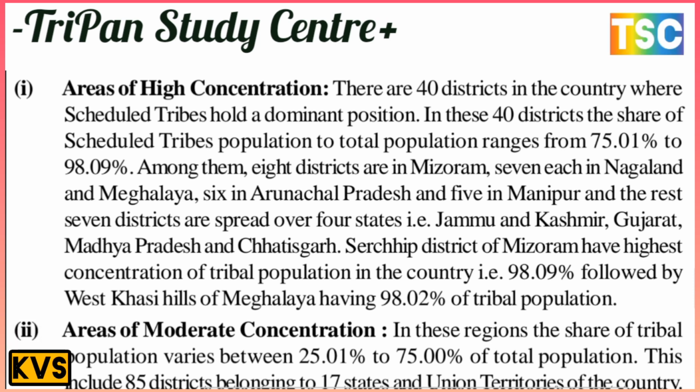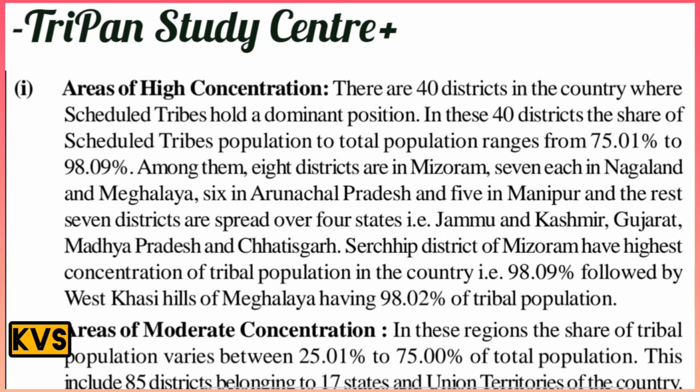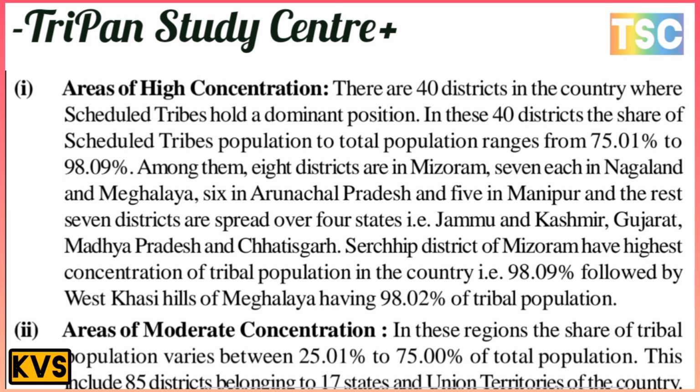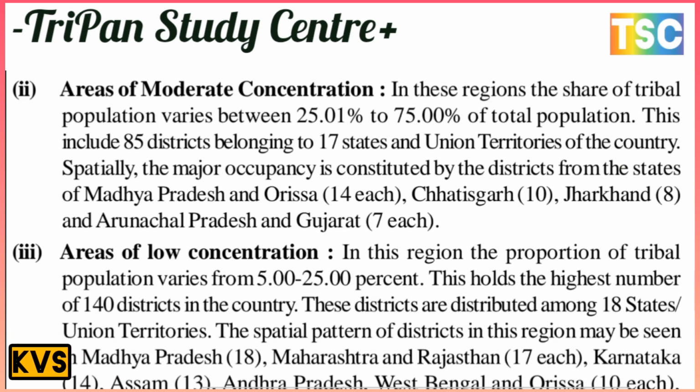And a district of Mizoram has the highest concentration of tribal population in the country. This is a notable point here. Mizoram has the highest concentration of tribal population in the country, at 98.09%. The maximum live in this area. Following it is the Khasi Hills of Meghalaya, having 98.02% tribal population. This is a most important and notable point also. The next here, area of moderate concentration.